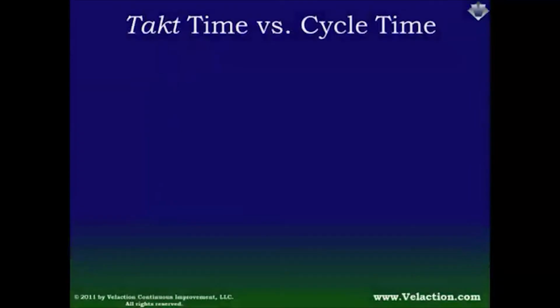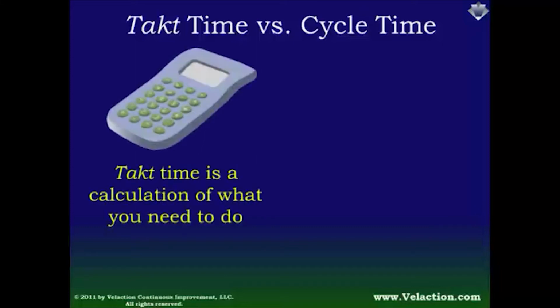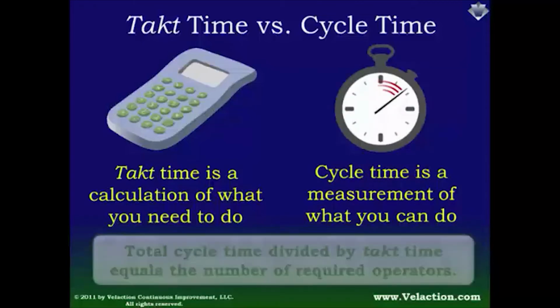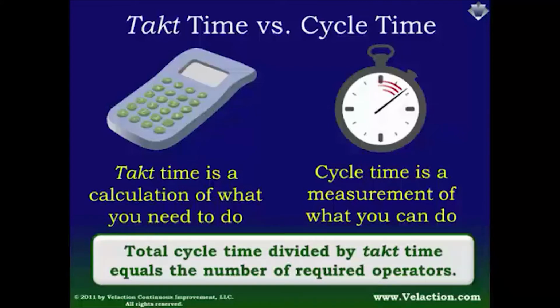Taken by itself, people have an easy time understanding what takt time is. But when you add cycle time to the mix, some people get confused. To keep it straight, just remember that takt time is an equation, so you need a calculator to figure it out. If you've got a stopwatch in your hand, you're actually talking about cycle time, how long something takes to do. The confusion between the two is understandable because there is a close relationship.